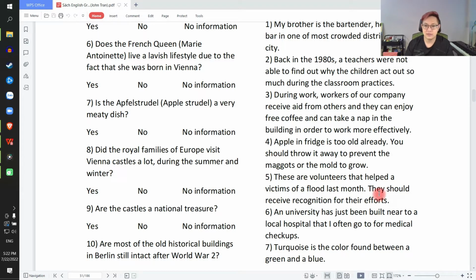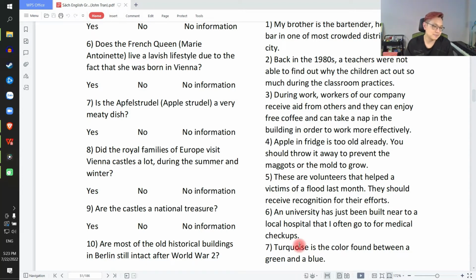And then number 5, they should receive the recognition for their efforts. Họ nên nhận được cái sự mà thừa nhận cho những nỗ lực của họ, sự công nhận cho những nỗ lực của họ. They should receive the recognition for their effort. Cái sự thừa nhận. The recognition for their effort. What recognition? It's the recognition for the effort. You want to specify that. So the recognition. Họ nên nhận được sự thừa nhận nào? Sự thừa nhận nói chung là gì? Sự thừa nhận ở đây là sự thừa nhận cho nỗ lực của họ đấy. Cụ thể phải có the.